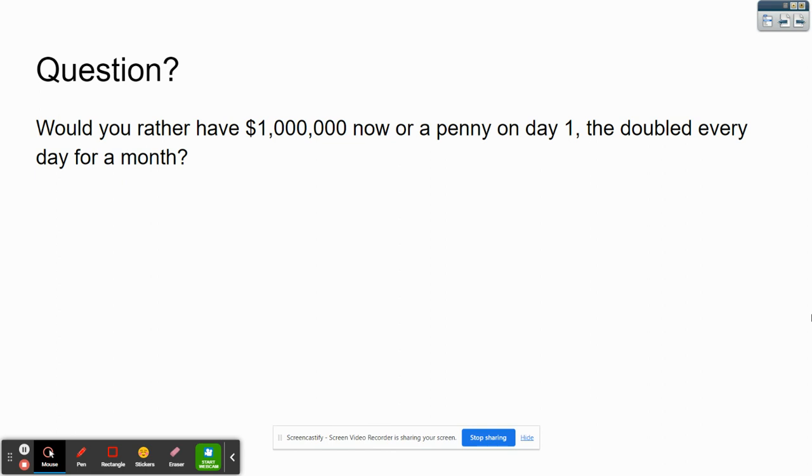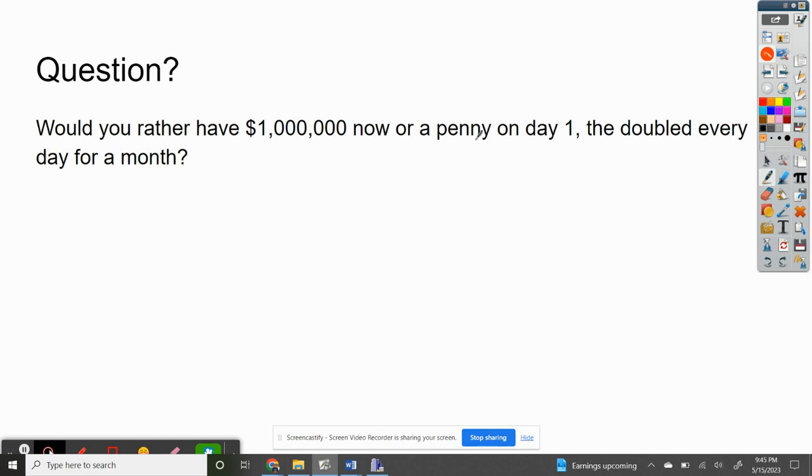So I'm thinking a month is 30 days. And because I'm asking you this, you probably know which one yields the higher number. It's the penny being doubled every day for a month. And how much does that come out to? Well, it comes out to a little over 10 million, approximately.